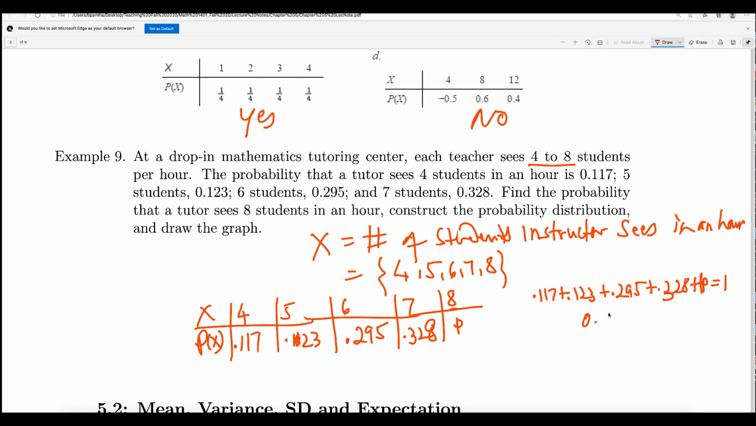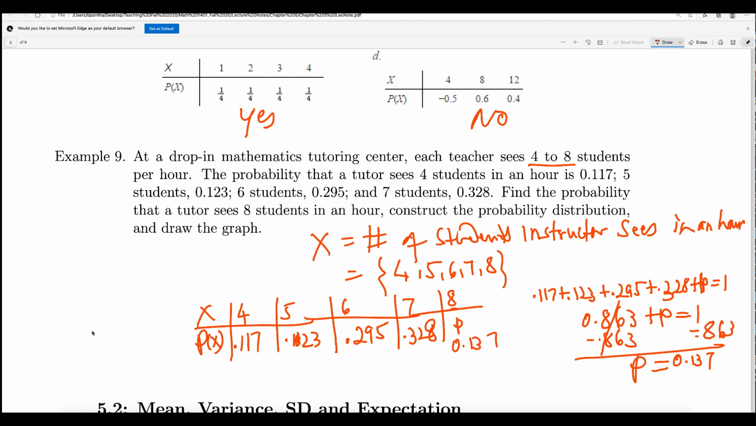So 0.863 plus p equals 1. Now subtract 0.863 on both sides. That will cancel out. So what is the missing probability? It is 1 minus 0.863, which is 0.137. This is the probability distribution with the new value 0.137.